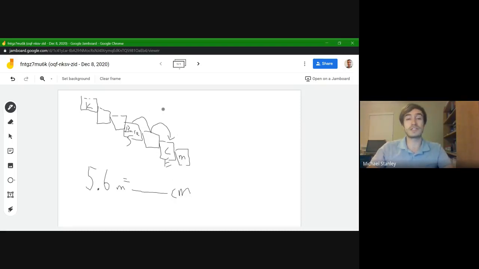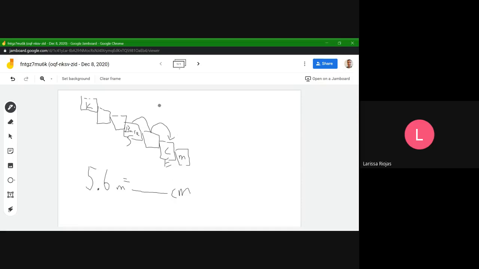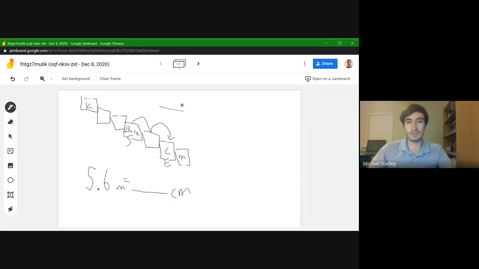And then which direction did we take those steps? Did we go step to the right or step to the left? To the right. To the right, exactly. So to go from meters to centimeters, we have to take 2 steps to the right.